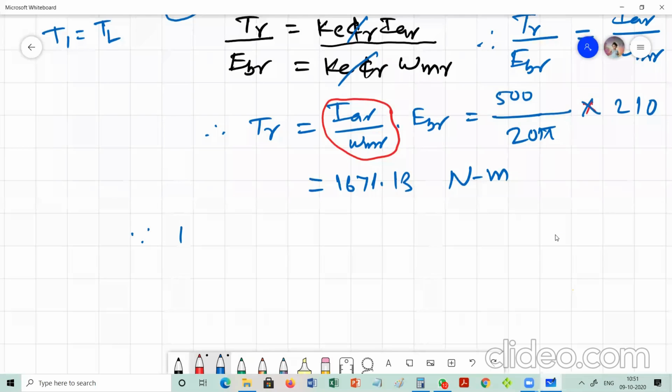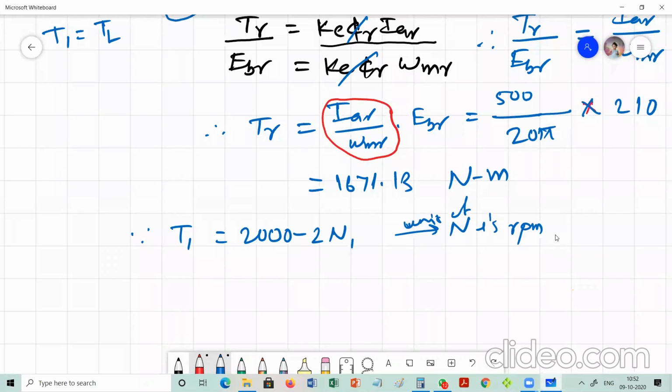Since T1 is equal to 2000 minus 2N1, 2000 minus 2N1. They have given the equation in terms of N, and the unit of N is RPM. So T1 is equal to 2000 minus 2 into N1, where N1 is 450.